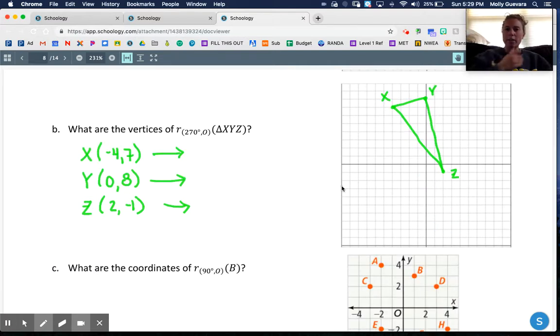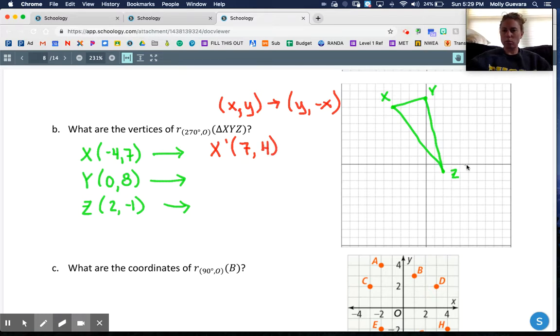Okay, so let's go ahead and look at B again. Here's my original triangle that I drew. And if I look on the other side of our notes, I can see that the rule for 270 degrees is that I take my point XY, I switch the order, but now my x is multiplied by negative 1. So we should be able to graph this pretty quickly. I switch the order, so 7 comes first, and then negative 4 times negative 1 is positive 4. So 7, 4. Here's x prime.